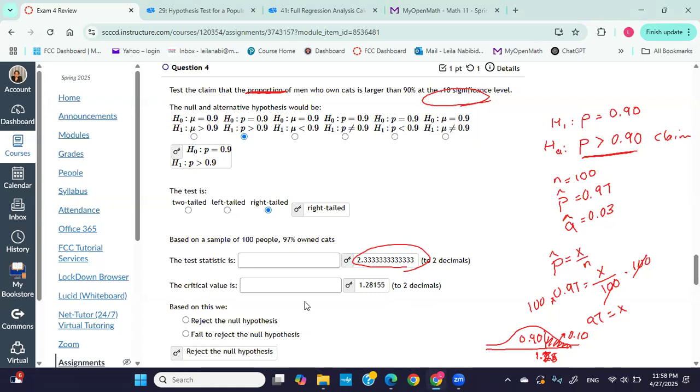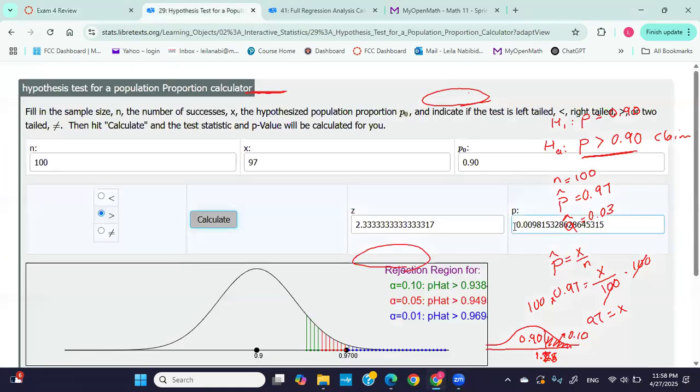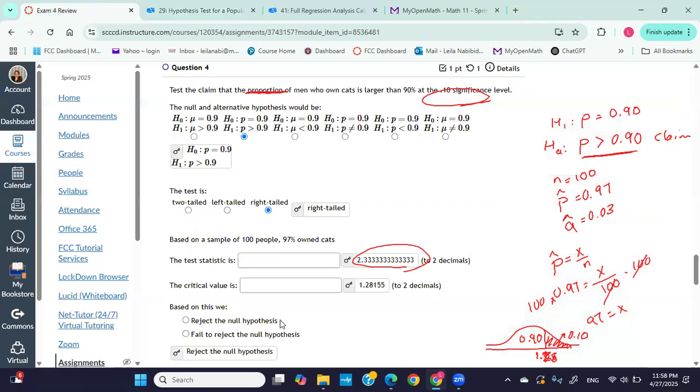Yes. You can also use the p-value. From the p-value that you got here, you can compare this p-value with alpha, and since alpha is 0.10 and this number is less than alpha, again your decision is rejecting the null. So you can use the p-value to make your decision, or you can use the rejection region to make your decision.